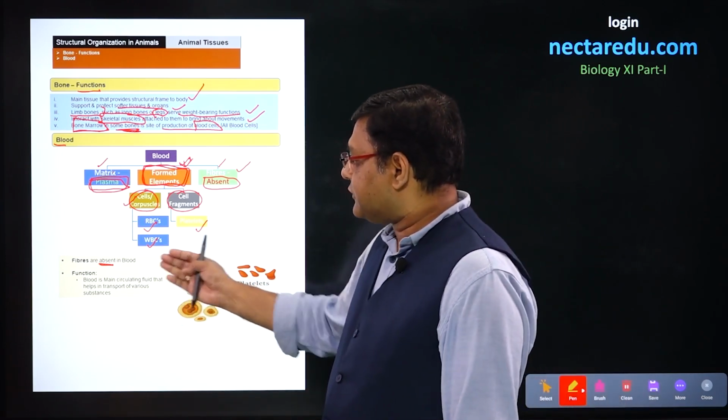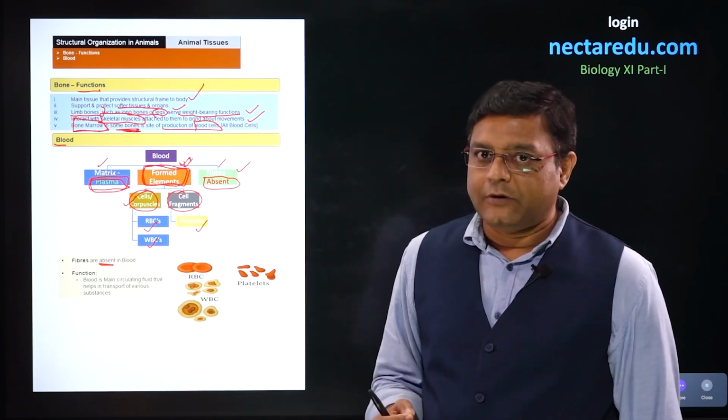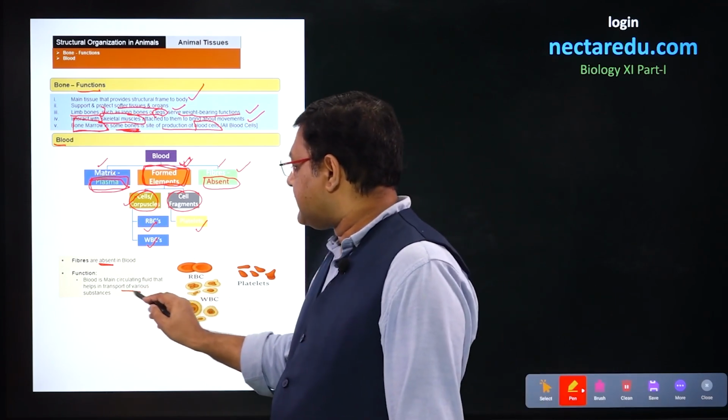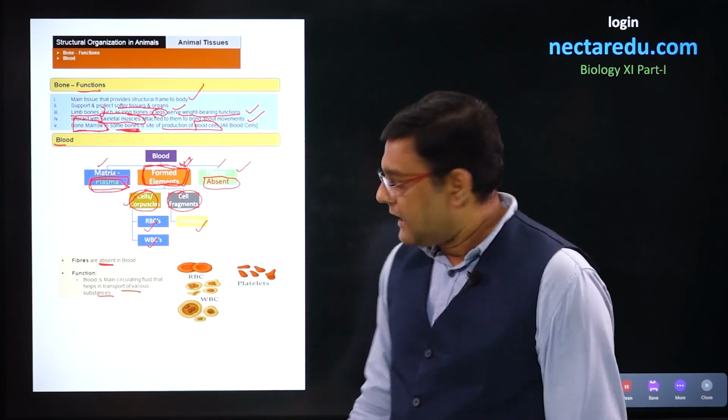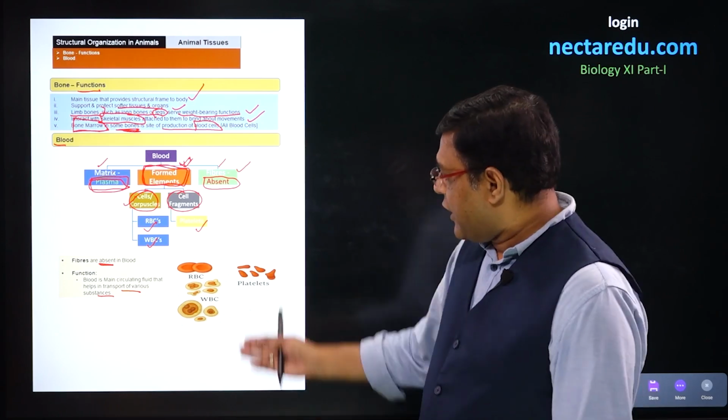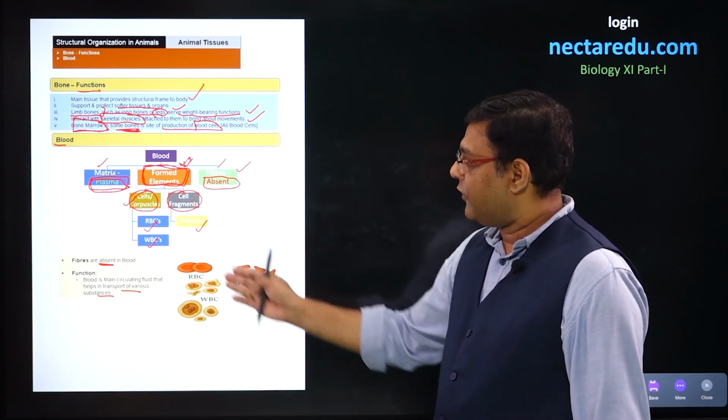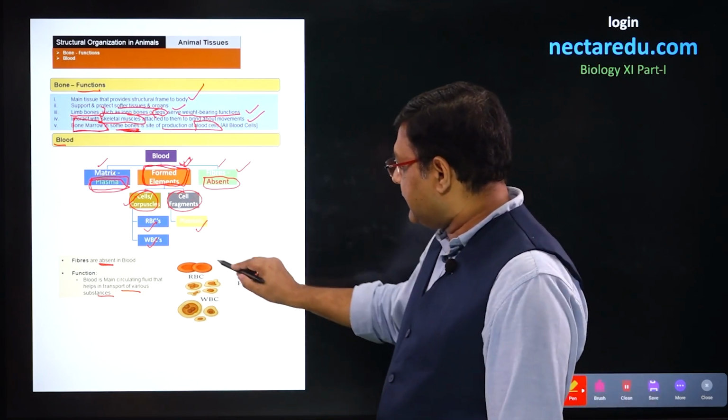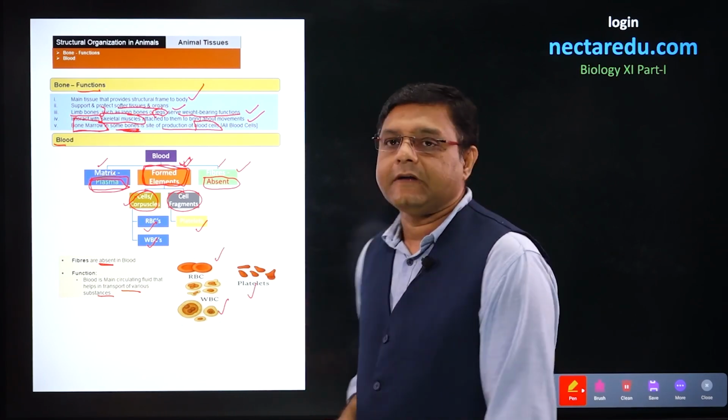The main function of blood is that it is the circulating fluid. It helps in the transport of various substances, and in this particular diagram, all the three types of formed elements are shown here, that is RBCs, WBCs and the platelets.